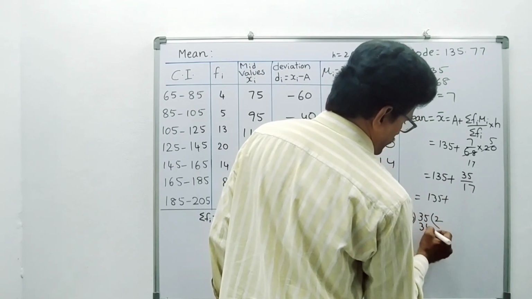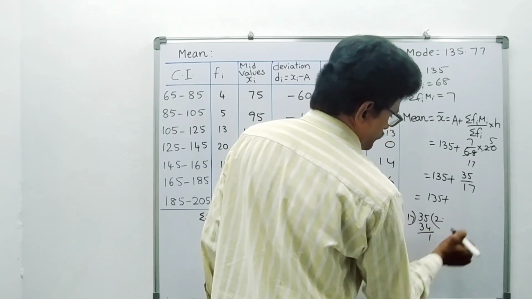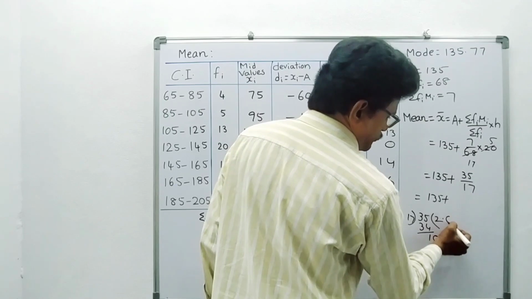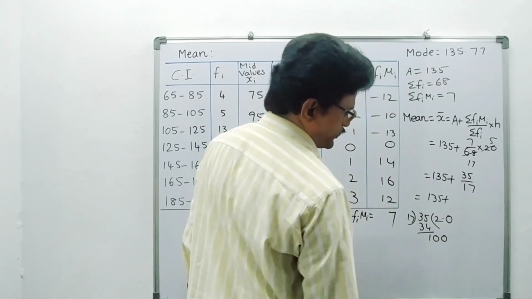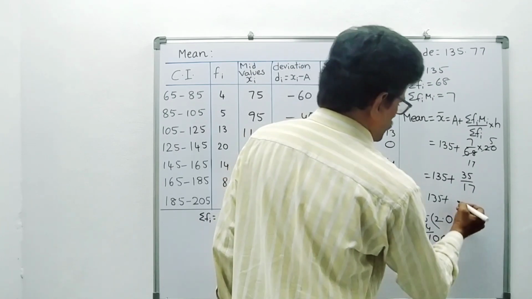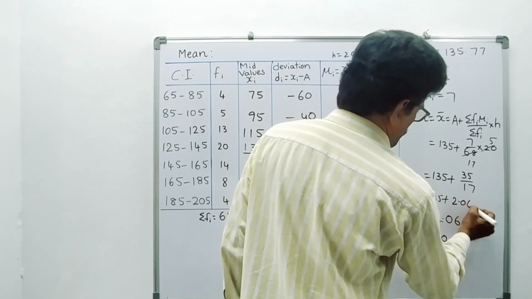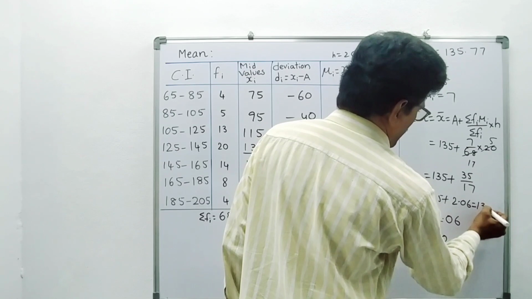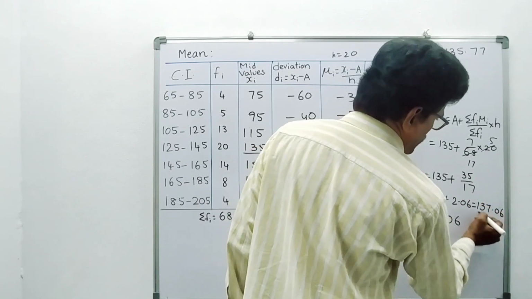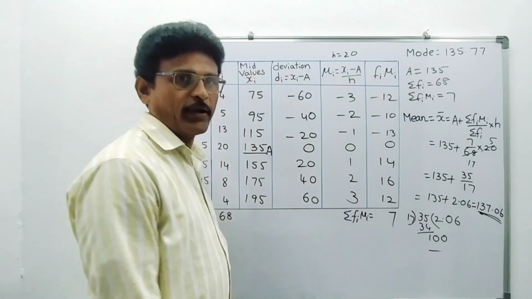17 2s are 34. 1 point, take 0. It is not possible. So once again put here 0, take one more 0. Okay. 17 6s nearly. So you are getting 2.06. So the final answer is 135 plus 2.06, it is 137.06. This is the arithmetic mean.